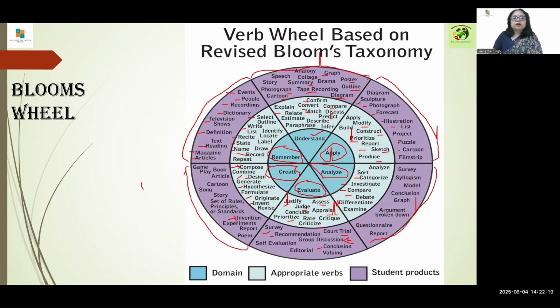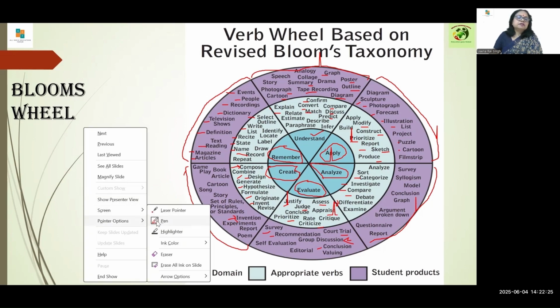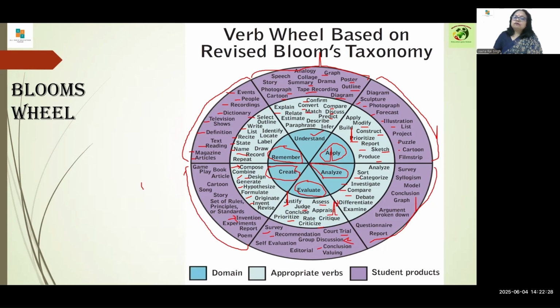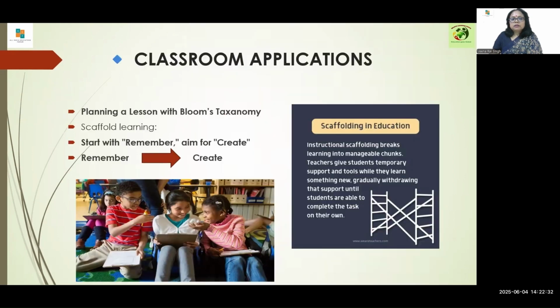Okay, so there are so many things which have been given here and which can be taken as a help by the teacher facilitators to further help students gain the knowledge. So let's understand now how this Bloom's taxonomy can be further applied in the classroom scenario.